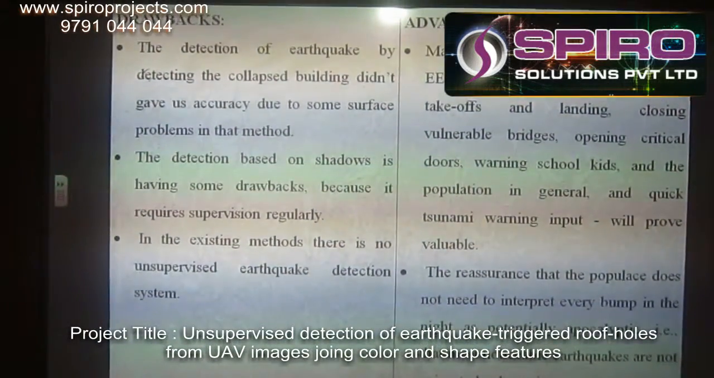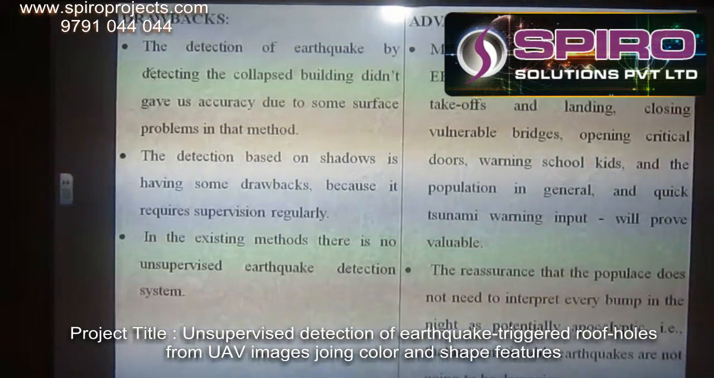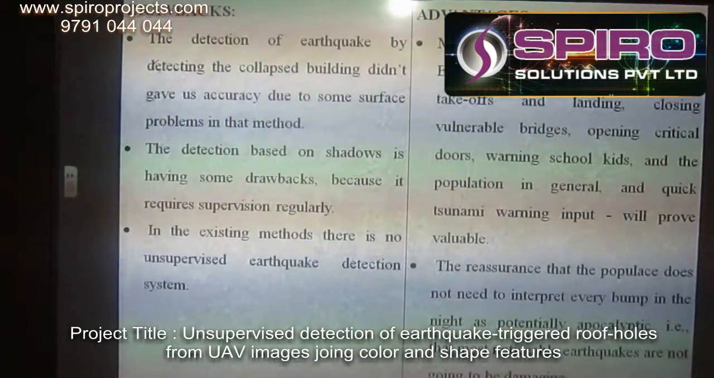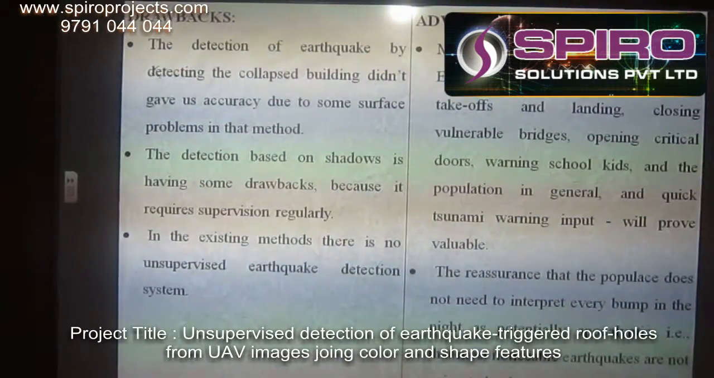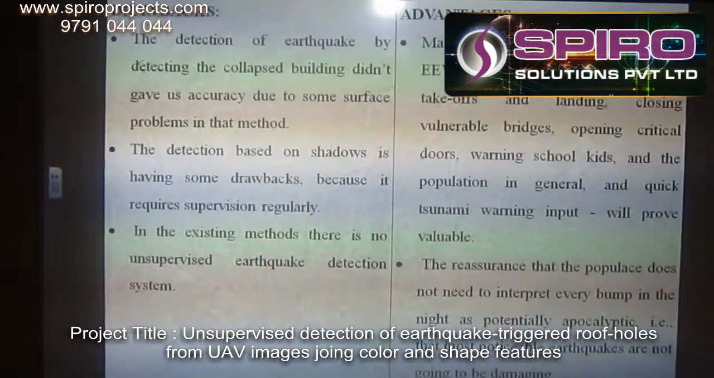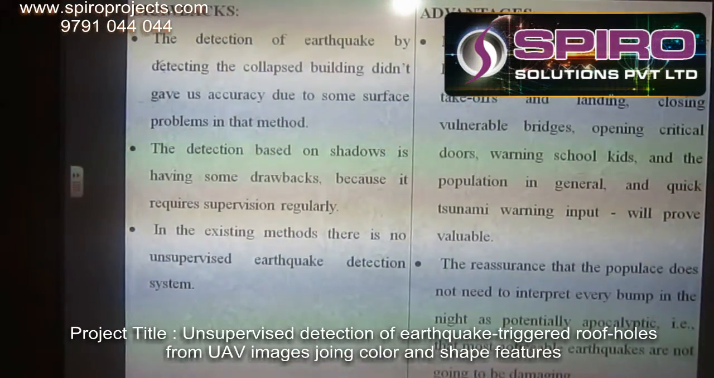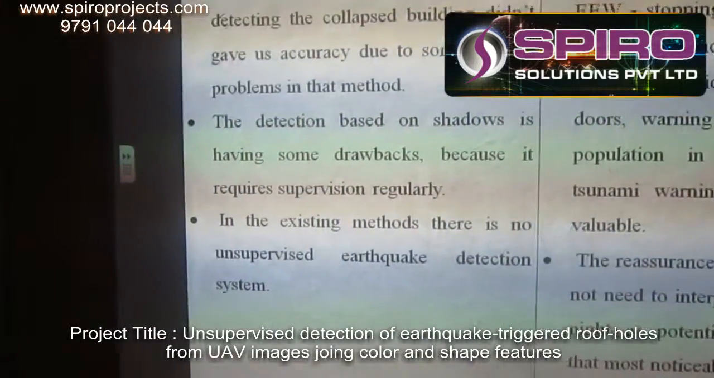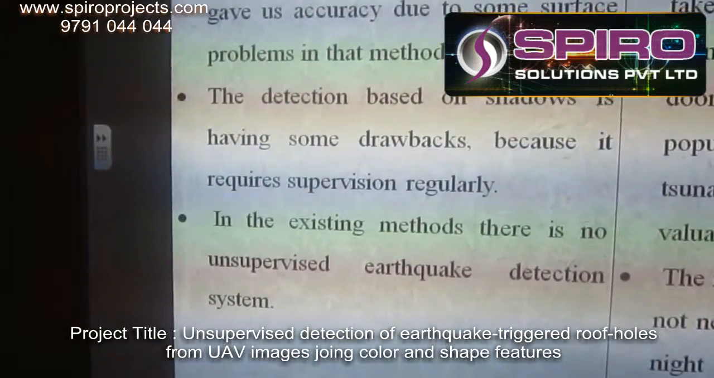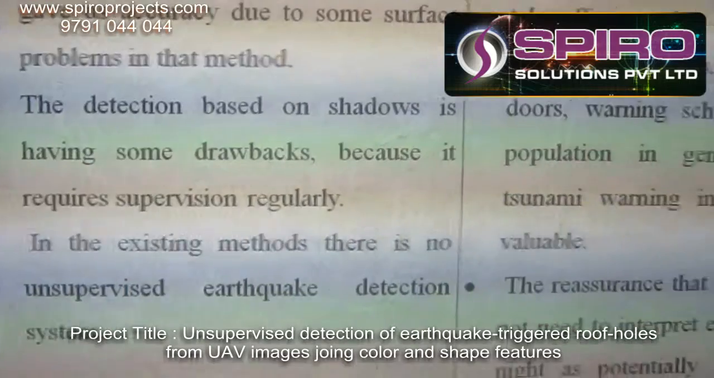The major drawbacks of the existing method are that detecting an earthquake by detecting collapsed buildings didn't give us accuracy due to some surface problems in that method. The detection based on shadows has some drawbacks because it requires supervision regularly. In the existing methods, there is no unsupervised earthquake detection system.